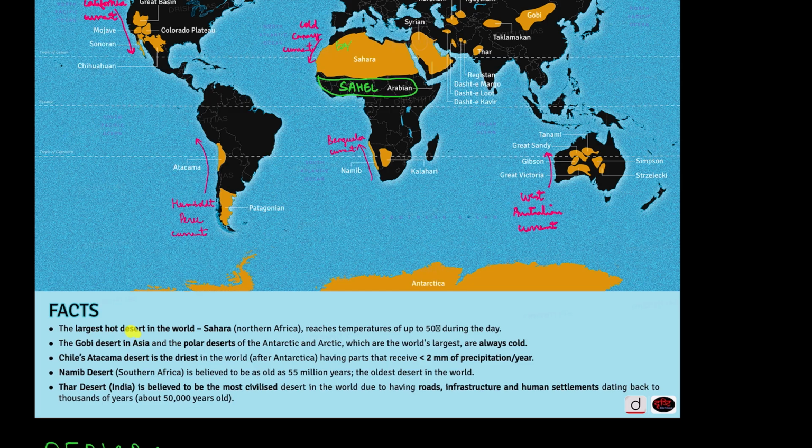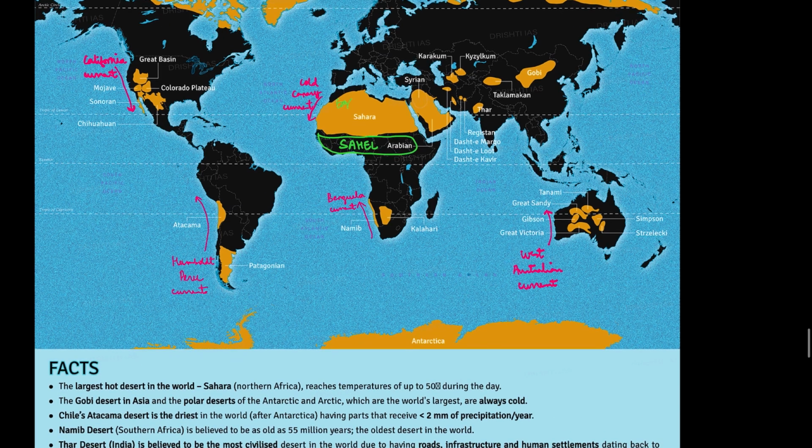Then we have the Gobi Desert in Asia and the polar deserts of Arctic and Antarctic, which are the world's largest and always cold. In India also we have the cold deserts in Ladakh. Chile's Atacama Desert is the driest in the world, having parts that receive less than 2 millimeters of precipitation per year. The Namib Desert of South Africa is believed to be as old as 55 million years, the oldest desert in the world.